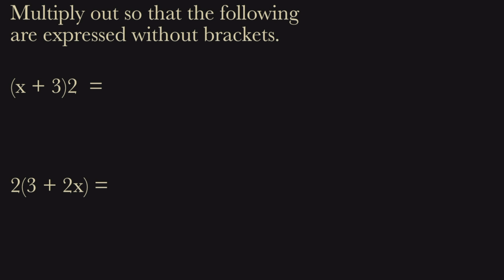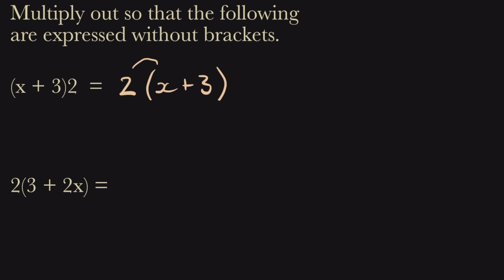With this first example, it's quite a common scenario, but it's written in a way that's unusual. Normally we would have the 2 on the other side of the brackets. But since it doesn't matter which order we multiply in, we can write it in the opposite order. So we would have 2 outside of the brackets x plus 3.